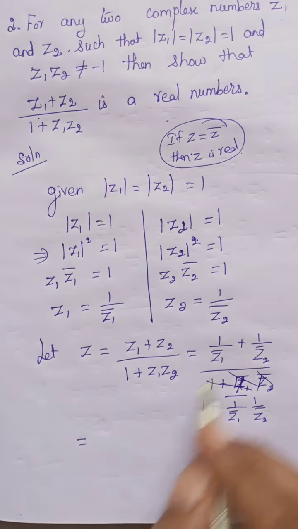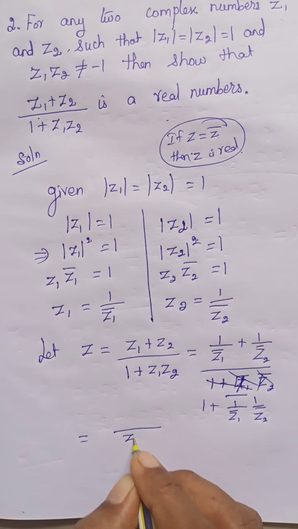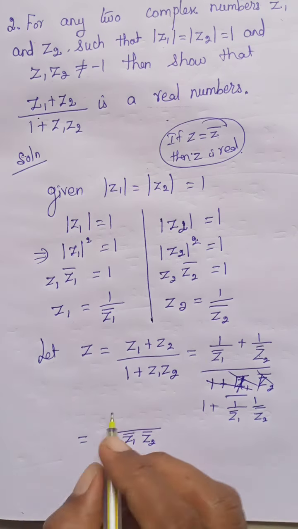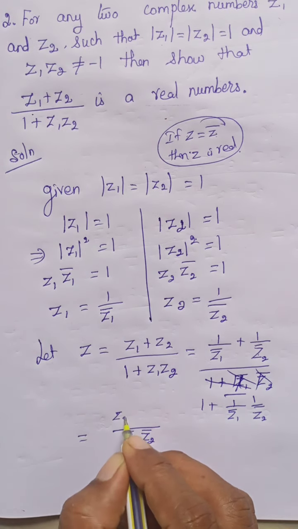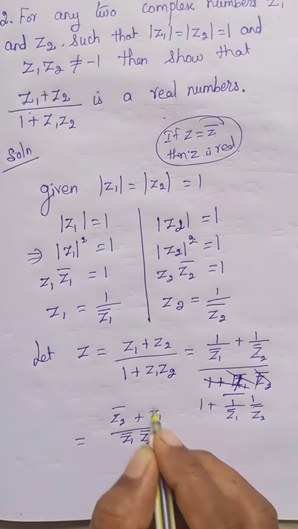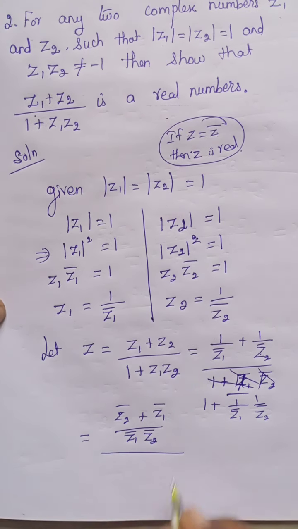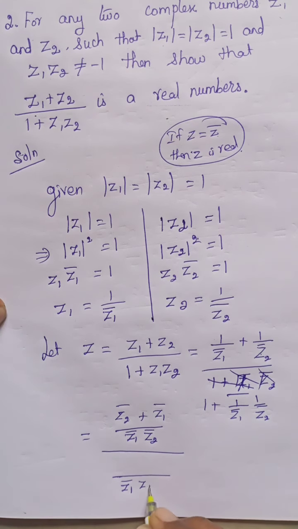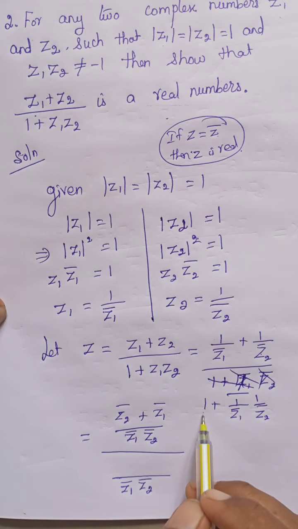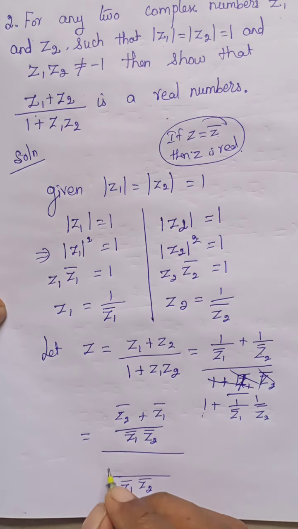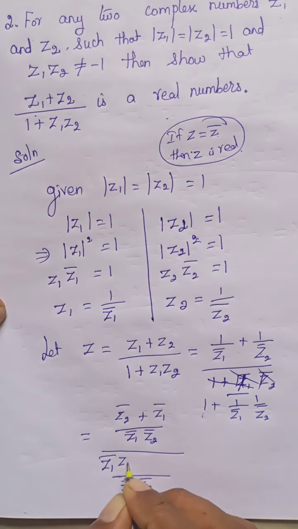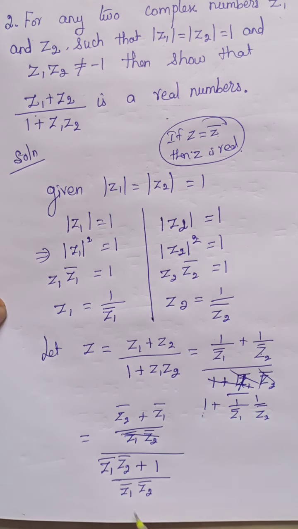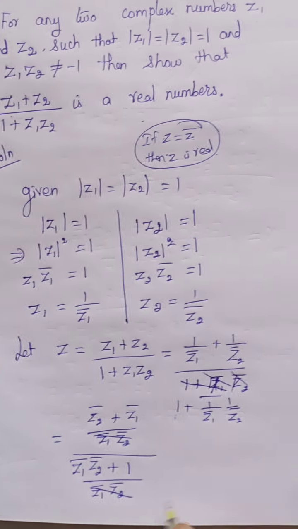In order to simplify the numerator, take LCM, that is z1 bar into z2 bar. So we have to cross multiply, isn't it? That is z2 bar plus z1 bar. The whole divided by, for the denominator also, the LCM will be z1 bar into z2 bar. Here there are no numbers in the denominator, so we have to multiply. That is z1 bar into z2 bar plus 1. Now both the denominators are the same, we can cancel it.